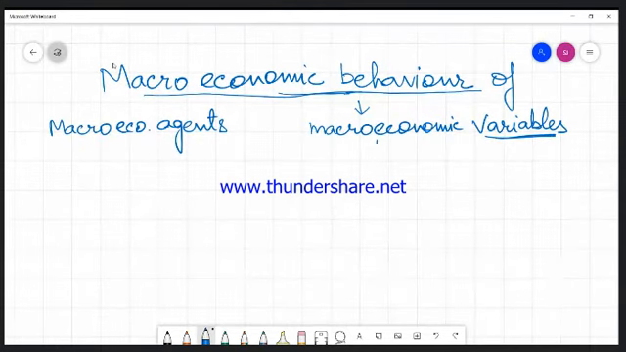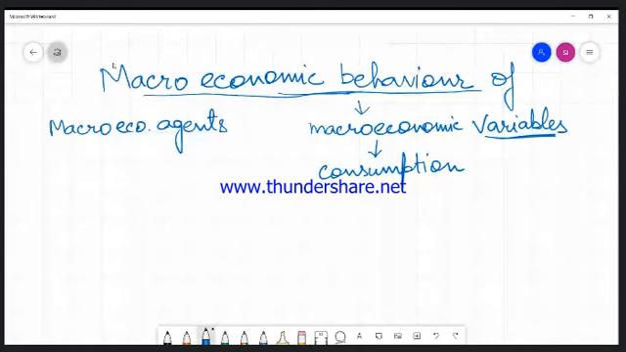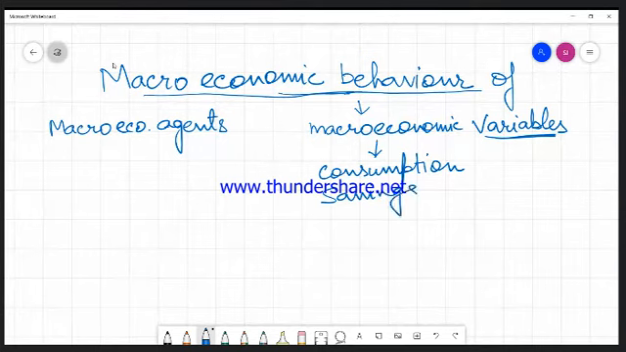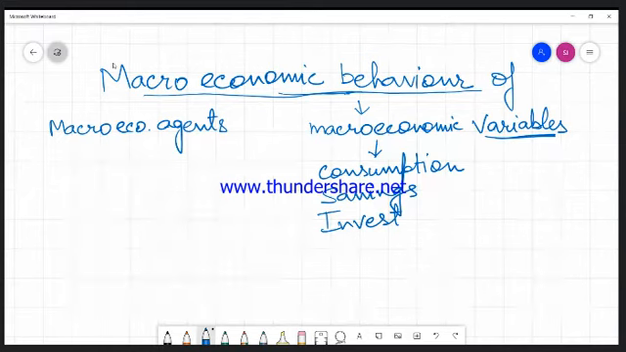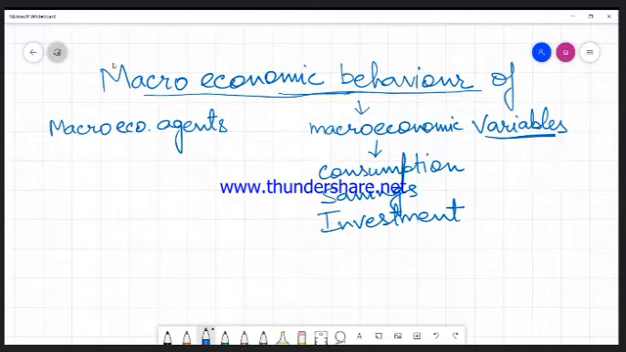Okay. Now what are these macroeconomic variables? Consumption. You know most of the things. Okay, I'm not telling you anything new. Consumption, savings, investment. The only thing which you have to be careful about is how you are picking up the variables or how you are identifying the behavior.